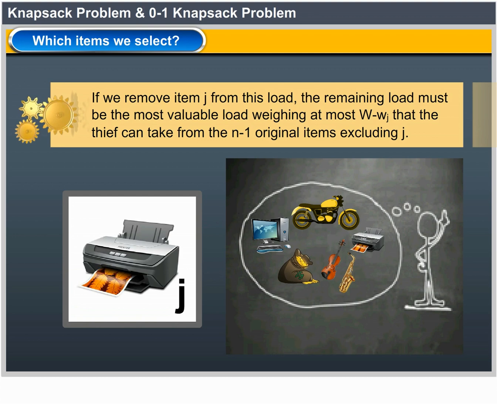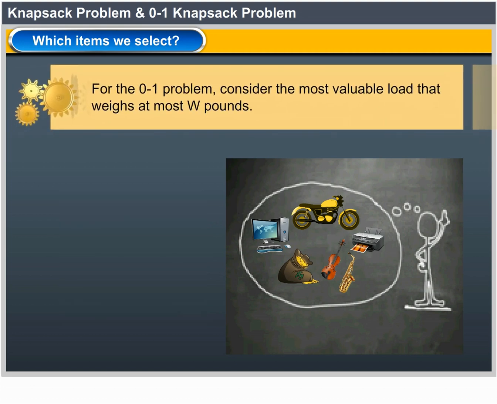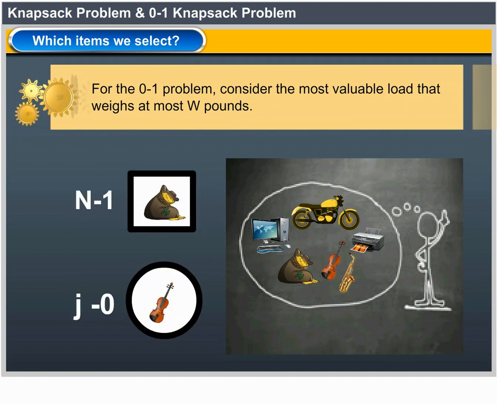For the comparable fractional problem, consider that if we remove a weight w of one item j from the optimal load, the remaining load must be the most valuable load weighing at most W minus w that the thief can take from the n-1 original items plus w_j minus w pounds of item j.